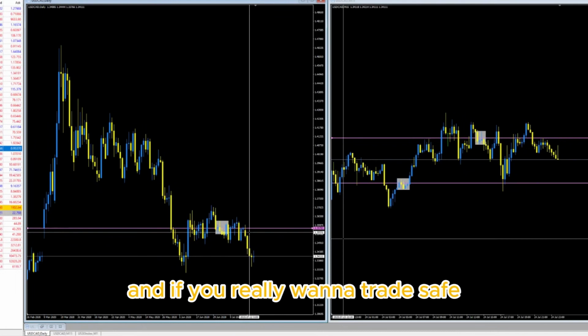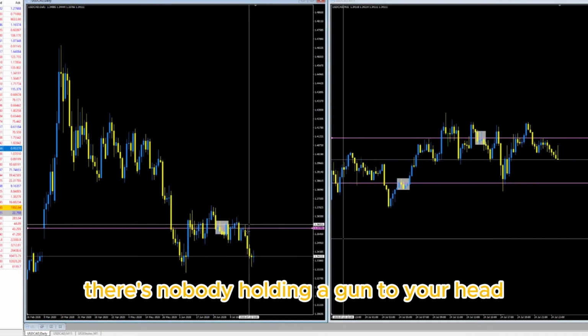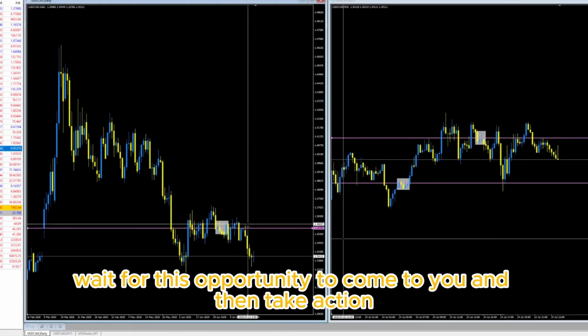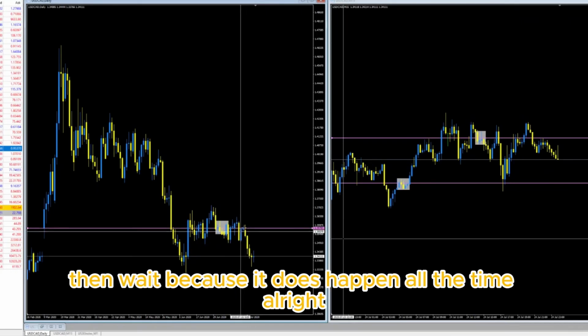And if you really want to trade safe, wait till this opportunity comes to you. There's nobody holding a gun to your head saying that you need to make the trade. Wait for this opportunity to come to you and then take action. If that opportunity isn't happening, then wait, because it does happen all the time.